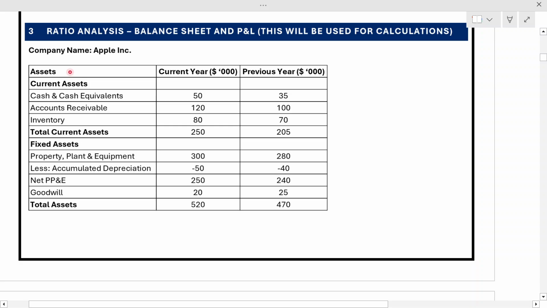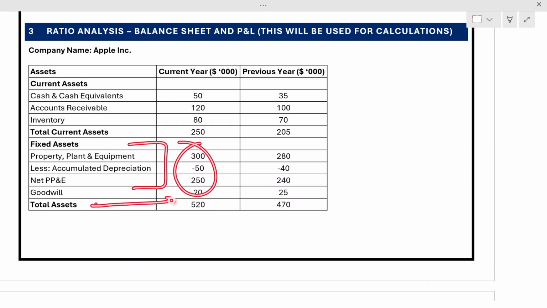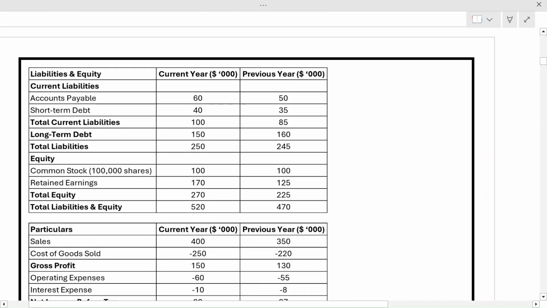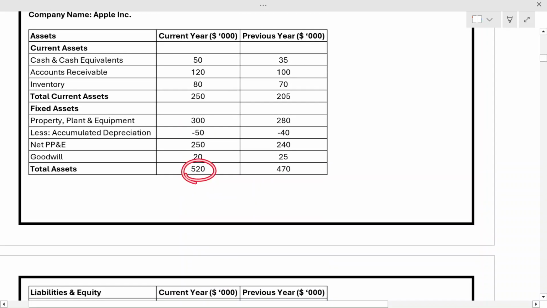So here, if we go and see our assets, we have our current assets of 250 and our other fixed assets here as multiple items, but overall our total assets are $520,000. Now if we go here and see our total liabilities, we have 250,000 of liabilities, which consist of current liabilities of $100 and long term liabilities of $150, making it $250. So $250 of liabilities, $520 of assets.